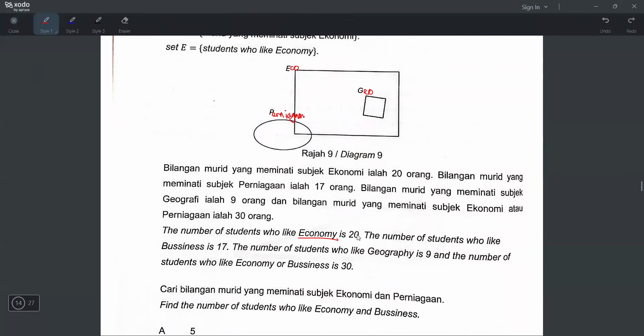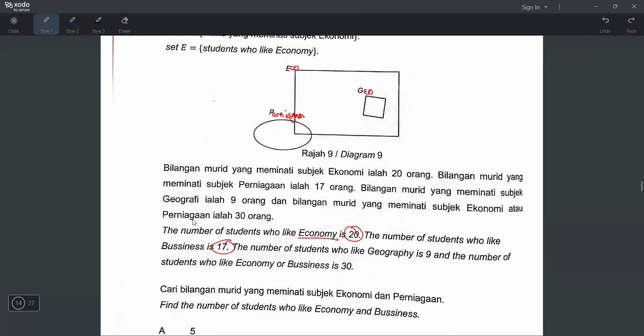Now, the number of students who like economy is 20. Economy is perniagaan lah. Perniagaan 20. Tapi you jangan tulis 20 dekat sini. Salah. The perniagaan 20 means sini tambah dengan sini, because dia tak cakap only. If kalau dia cakap number of students who like economy only is 20, then you boleh tulis macam ni. Kalau dia tak cakap only, it includes this part also. So the 20 tak boleh label sekarang. Number of students who like business is 17.